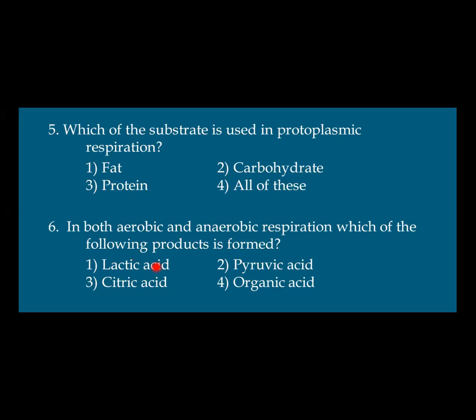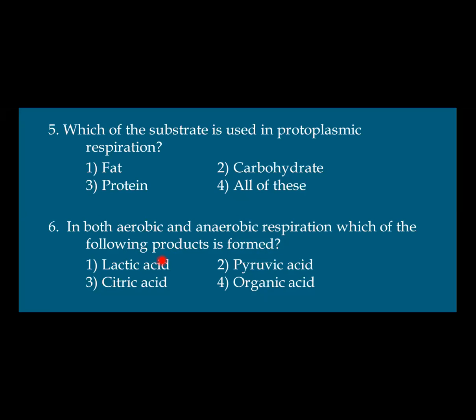Protein. Now question number 6, in both aerobic and anaerobic respiration, which of the following products is formed? Option 1, lactic acid, option 2, pyruvic acid, option 3, citric acid, option 4, organic acid. So students, there are two types of respiration again. Based on respiratory substrates, we have two types, no doubt. Based on whether oxygen is used or not, again there are two types. You all know that very well. One is aerobic and another one is anaerobic respiration. So which of the following products is formed in both is asked in this question.